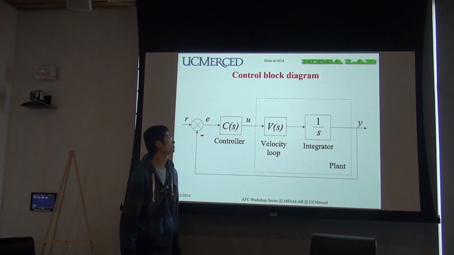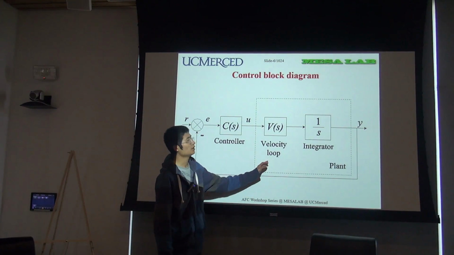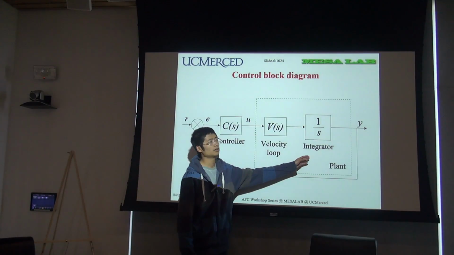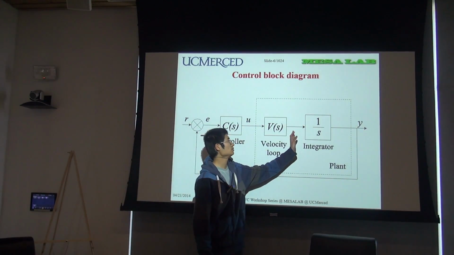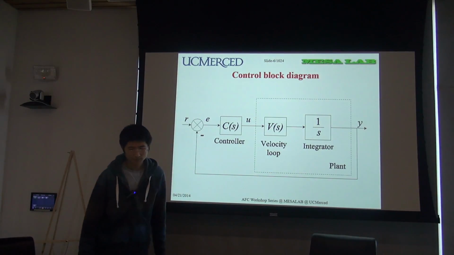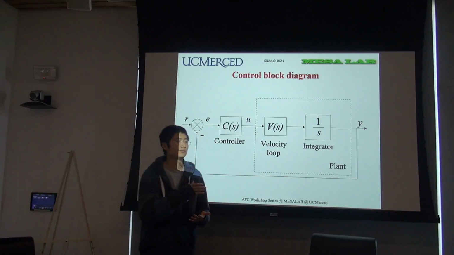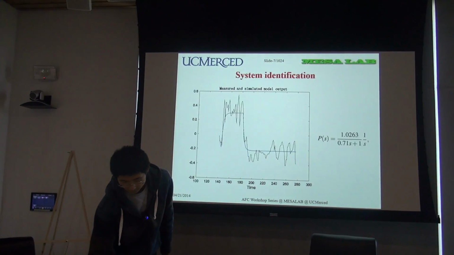The plant has two parts, the velocity loop and the integrator. The velocity loop is a first order element. The integrator is a physical velocity-to-position converter. That is the drone. If the drone has a speed, you can see the position.